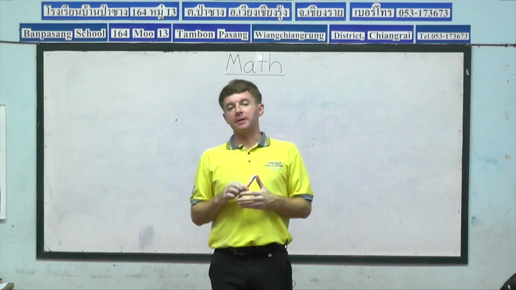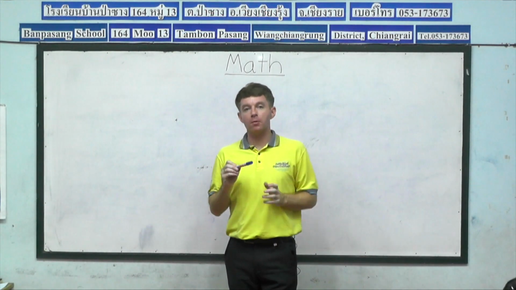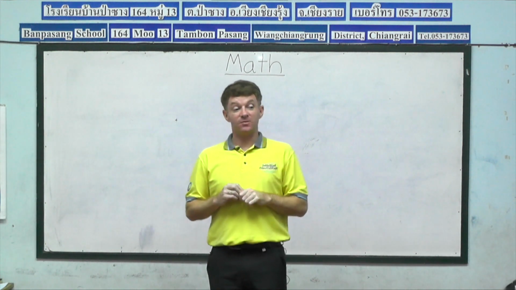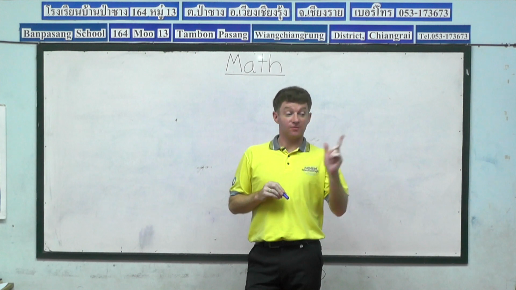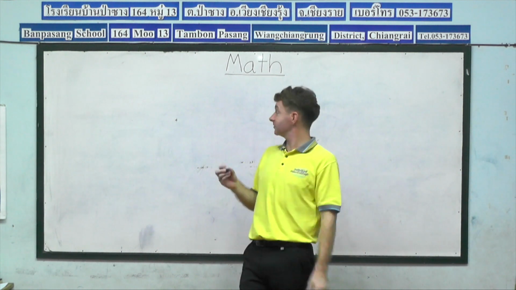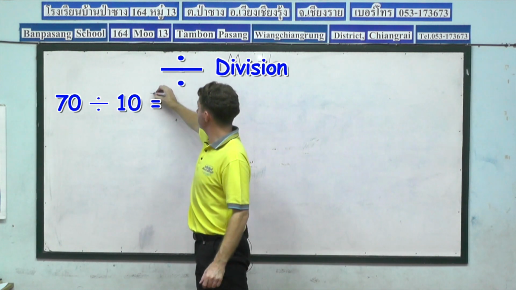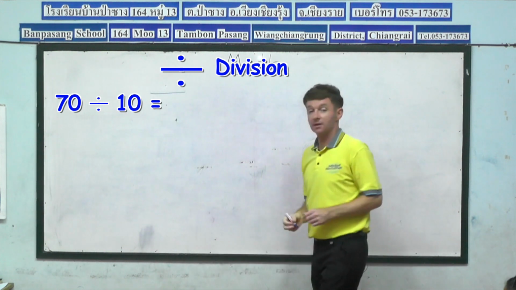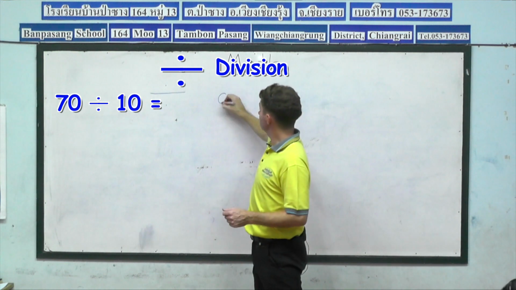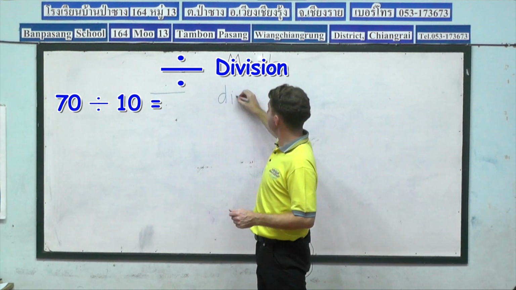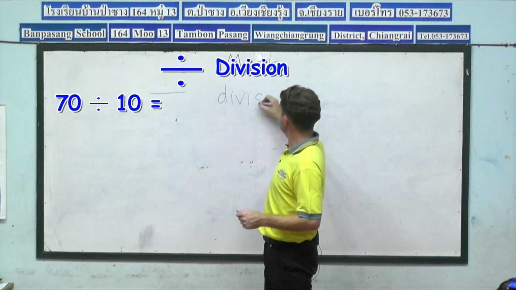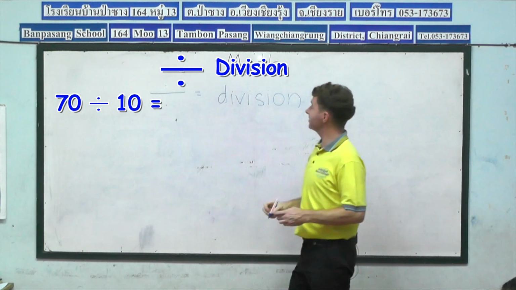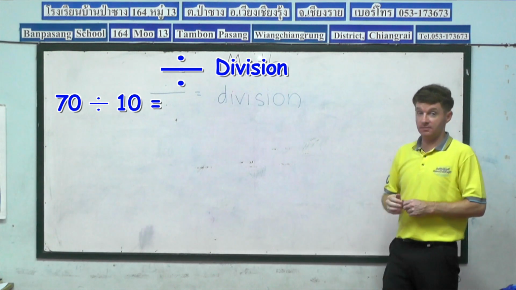So who can tell me what type of mathematical problems we began learning about in math class last time? Anybody remember? Division. Excellent, Lakgao, it was. So let's write the division sign first. And as we know, a division sign looks like this. And we spell division D-I-V-I-S-I-O-N. So all together, guys, division.